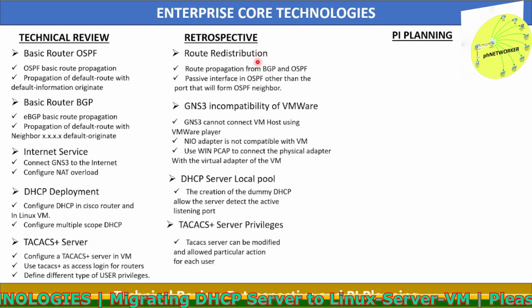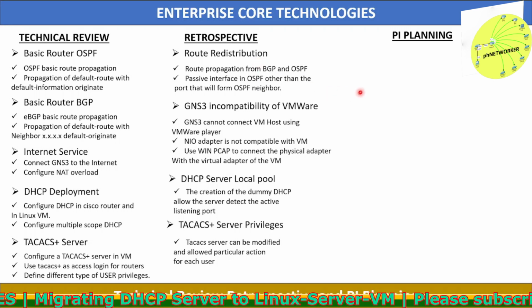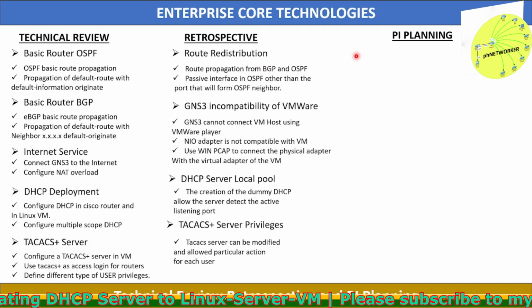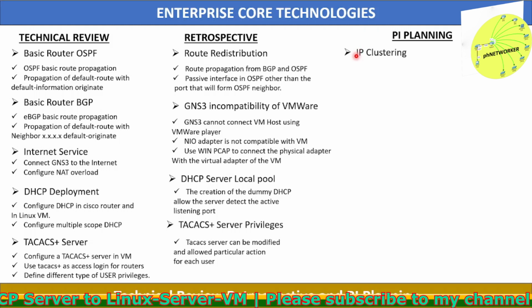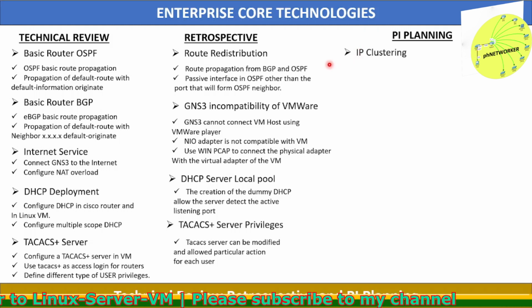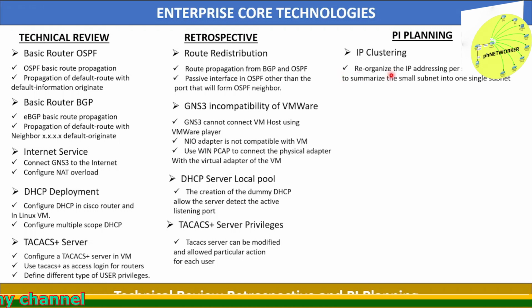Next is the PI planning. What are we planning to do more on this network? First is the IP clustering. We will now re-IP the network, all the routers, based on the locations. We will reorganize the IP addressing per site, which allows us to summarize the small subnets into one single subnet.